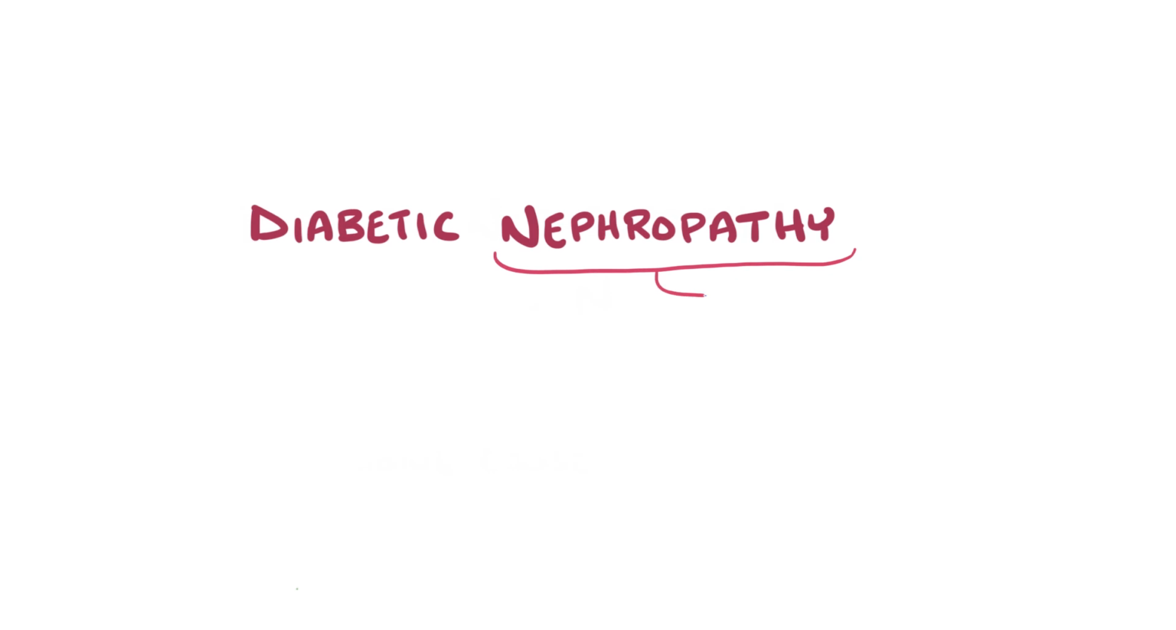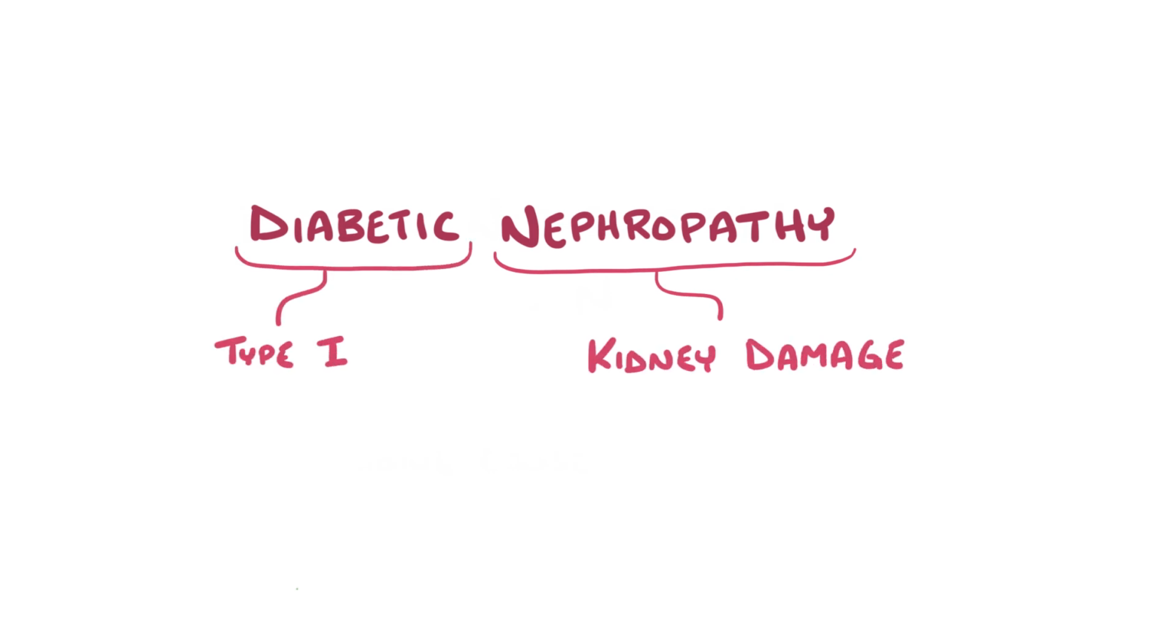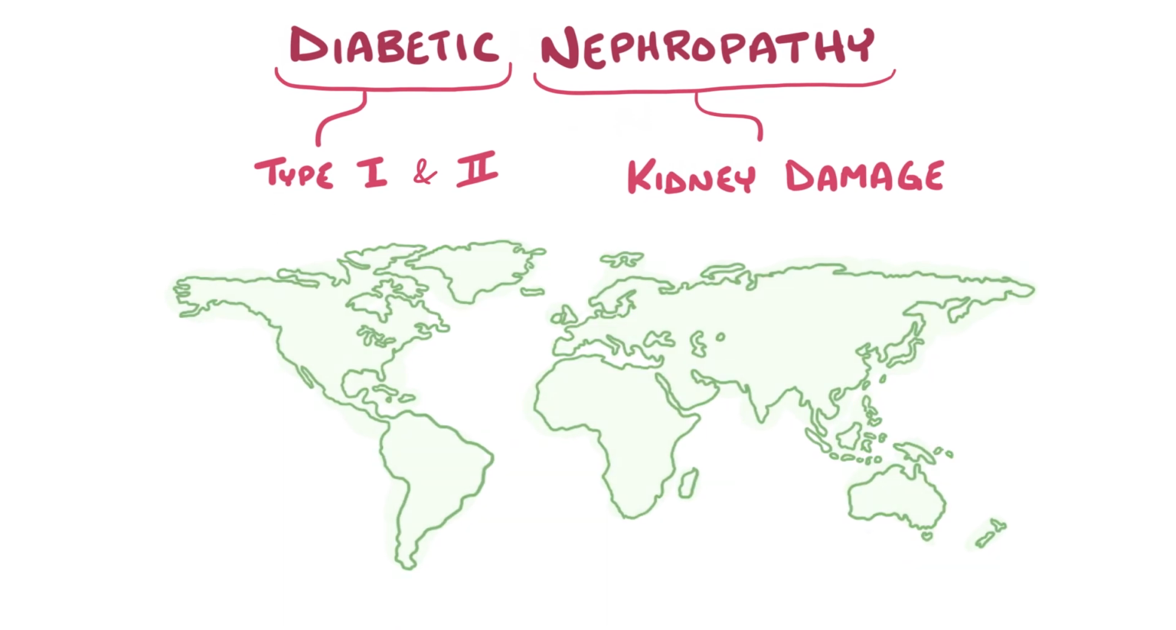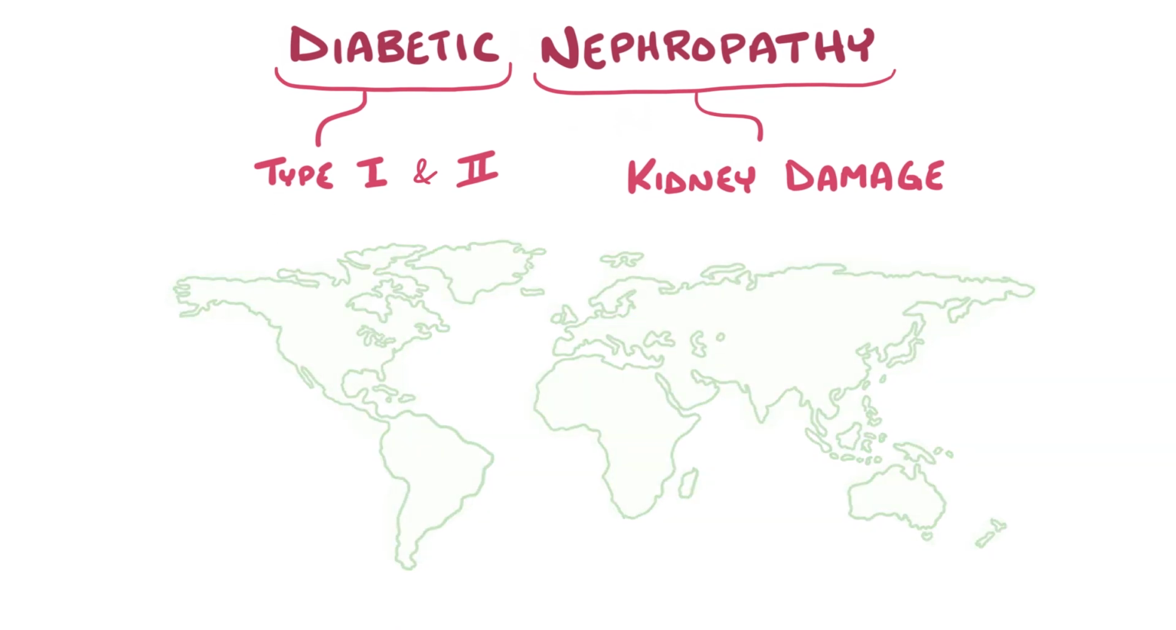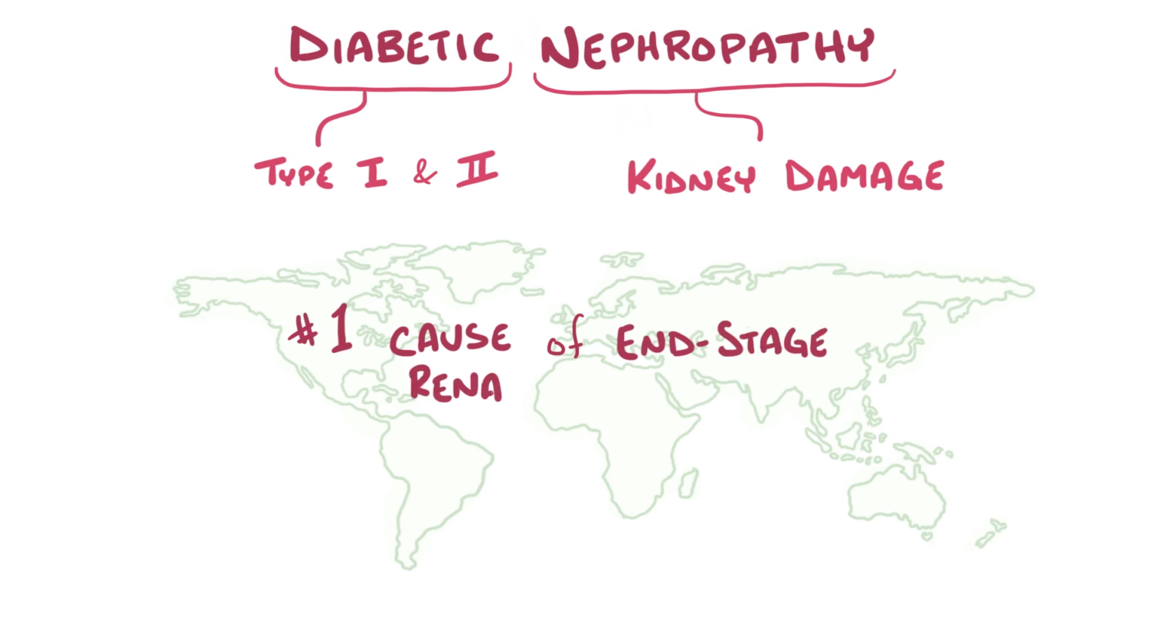Diabetic nephropathy refers to the kidney damage caused by both type 1 and type 2 diabetes. Because of the growing number of people affected by diabetes, diabetic nephropathy is currently the leading cause of end-stage renal disease in most developed countries around the world.